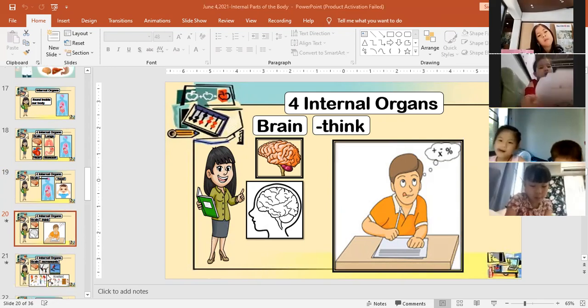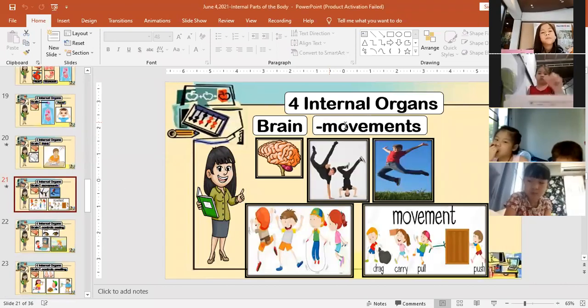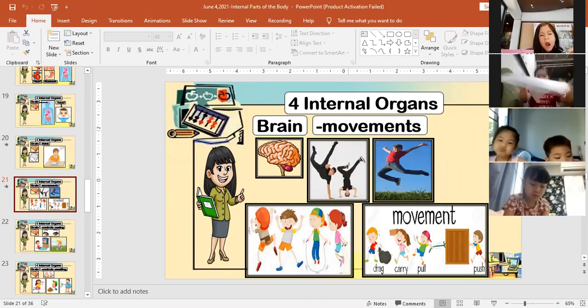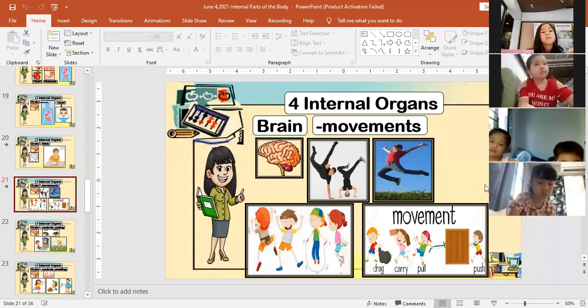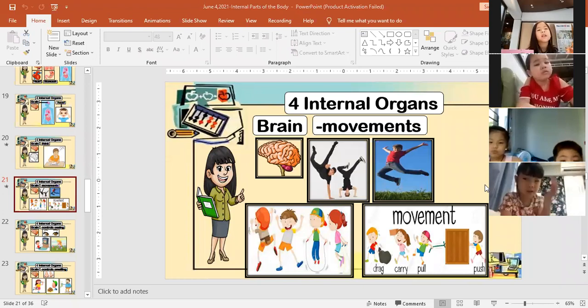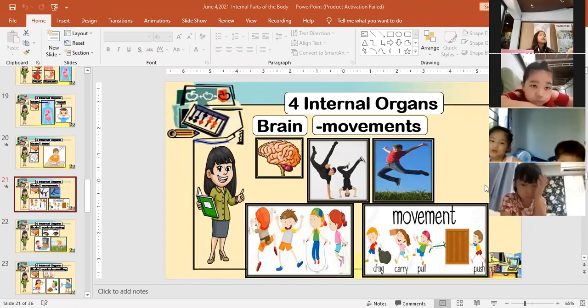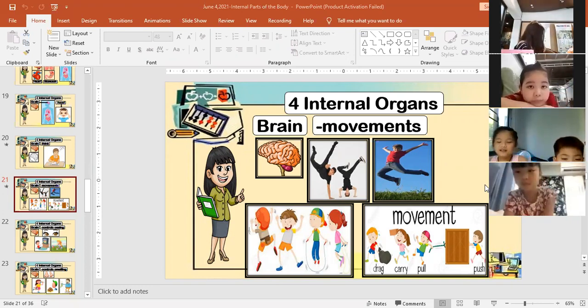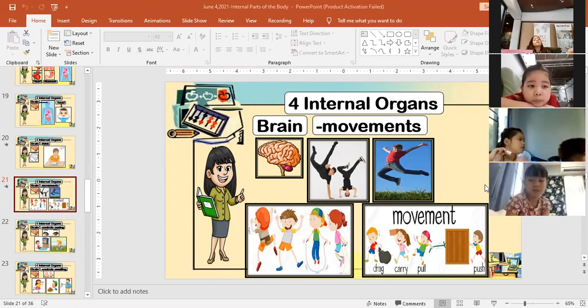How about this one? The brain controls the movements. For example, when you are having exercise, what games do you play? Pichayada, what game do you play? I play. What do you play? Play.